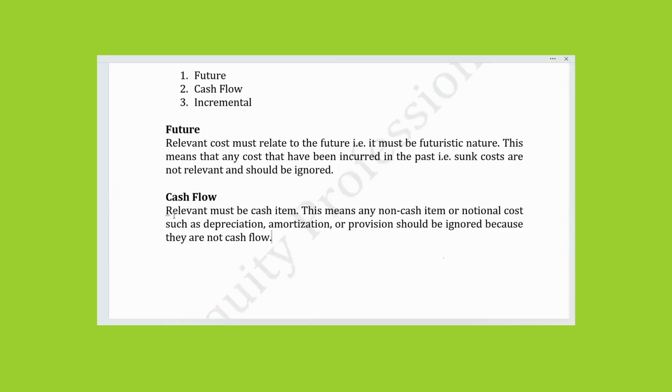Depreciation is not a cash flow, so you have to ignore it. When you see it in a question under relevant cost, or even when you are solving a question on capital budgeting, for example, once you see a depreciation in a question, you must ignore it because it's not cash flow. So that is as per cash flow.